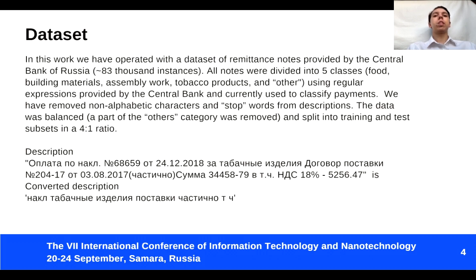It is important to understand that regular expressions markup contains errors and cannot be a gold standard itself. At the same time, as the results of our work show, the trained models show a high level of consistency with the regular expressions markup and partially correct markup errors. The data was balanced, a part of the others class was removed, and split into training and test subsets in a 4:1 ratio.